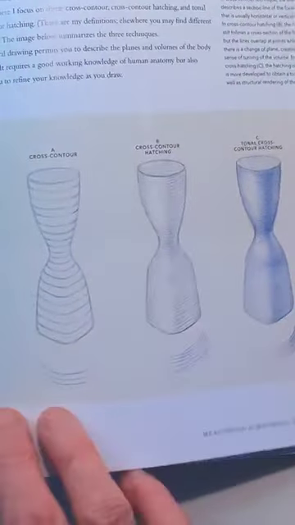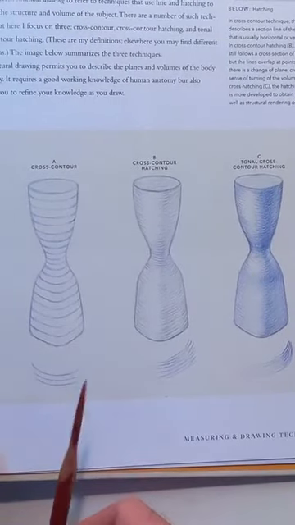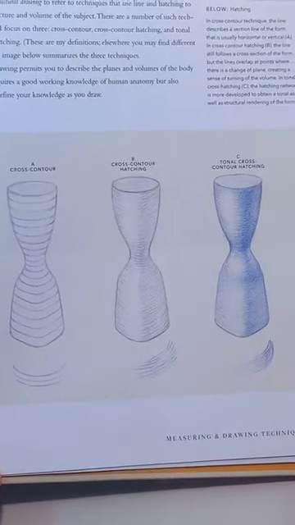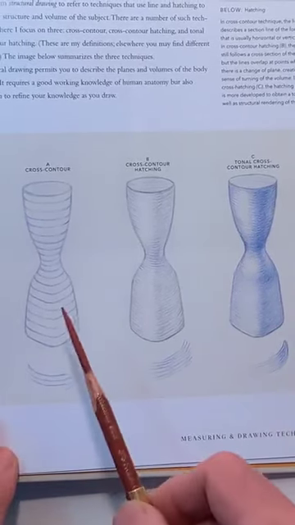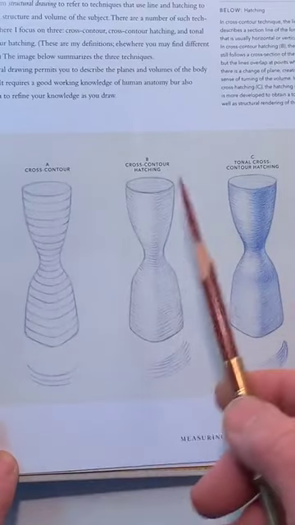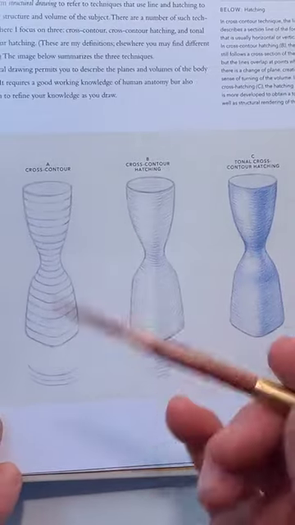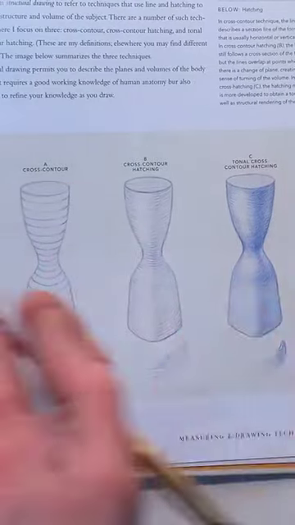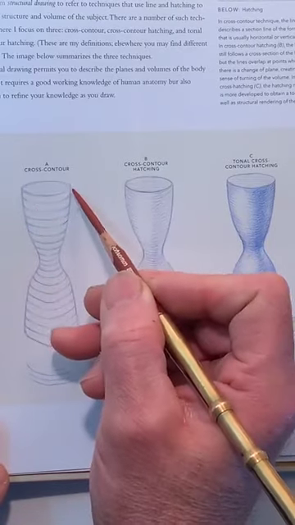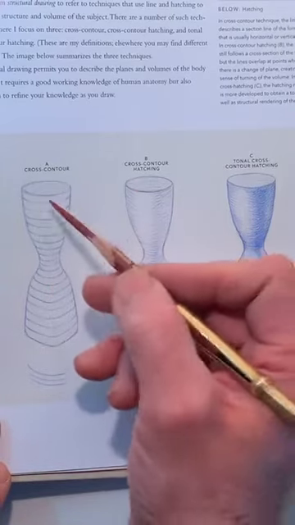I show the differences between a cross contour, the cross contour hatching, and what I call tonal cross contour hatching, right? So the cross contour, imagine a cylinder or a strange form like this, and imagine section, right? Cutting it like this. And these sections, like you're cutting a salami, will reveal the curve of the volume of this object.